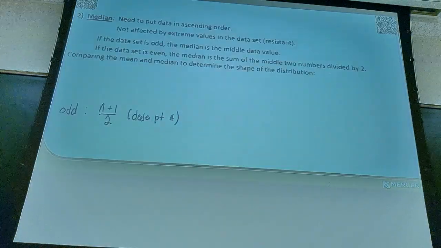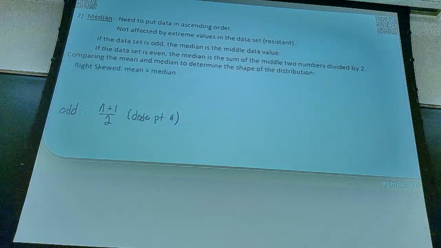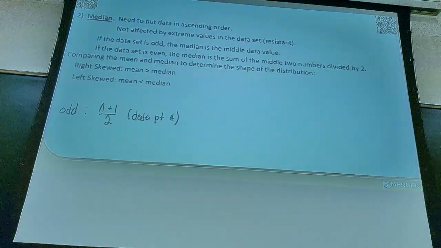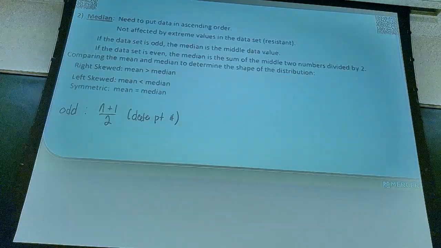You can compare mean and median to determine what's known as the shape of your data set, the shape of the distribution. If the mean is larger than the median, it's called right skewed, or skewed to the right. If the mean is less than the median, it's skewed to the left. And if the mean is the median, it is symmetric.